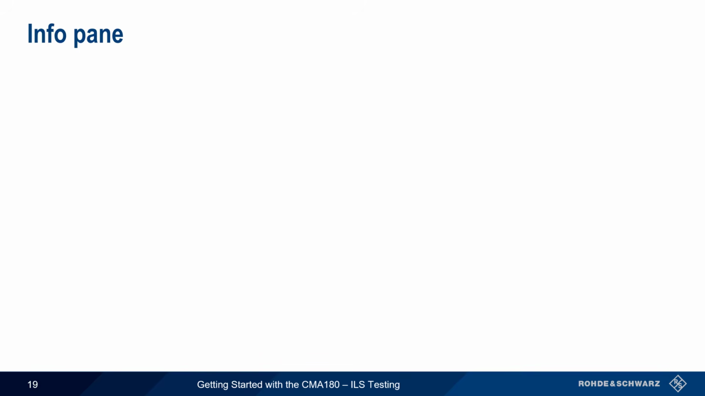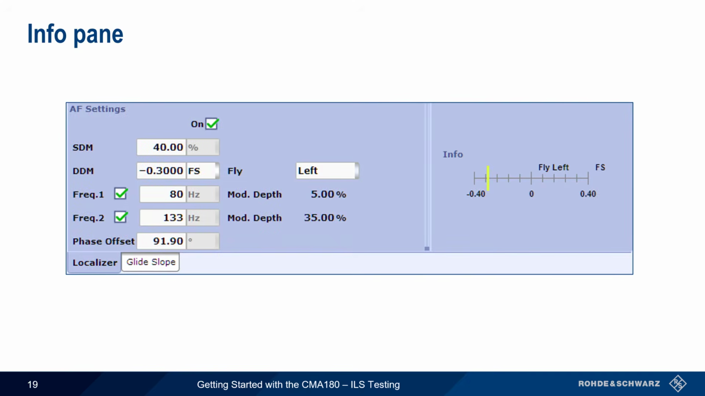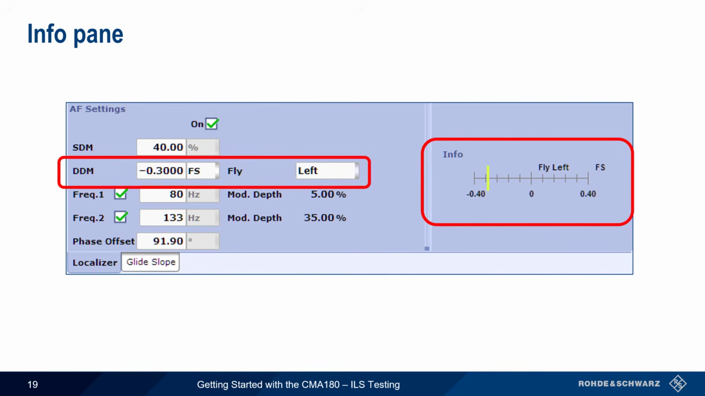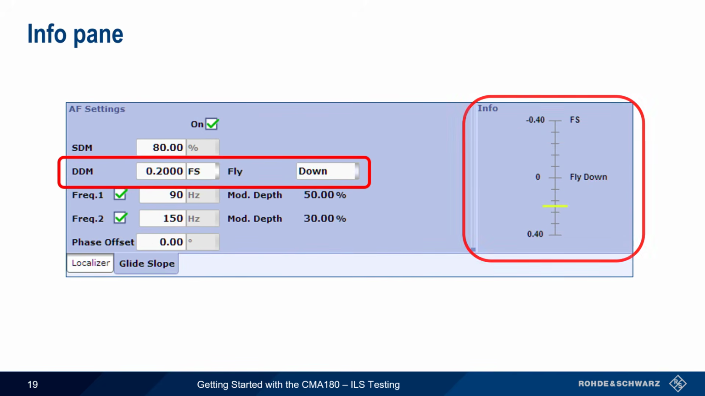One last feature of the ILS signal generator functionality is the info pane. This is a graphical depiction of localizer or glide slope needles as a function of DDM. For localizer, this info pane shows DDM graphically using a localizer style display and a fly right left indication. For glide slope, DDM and fly up down is shown using a vertical glide slope style display.